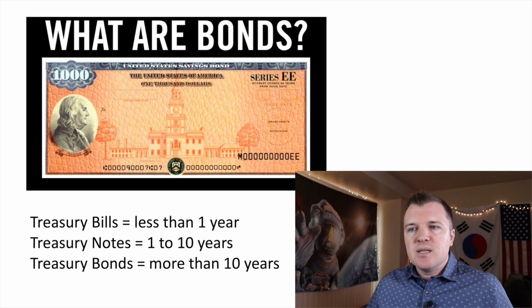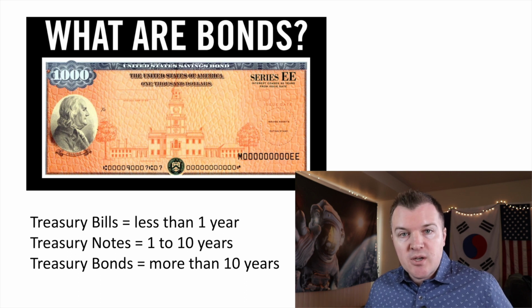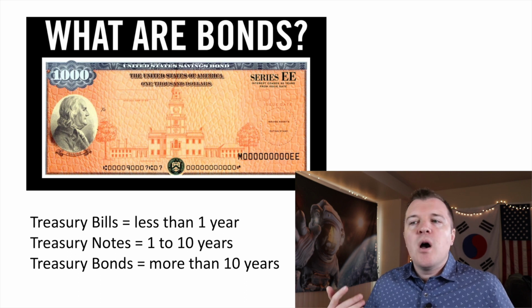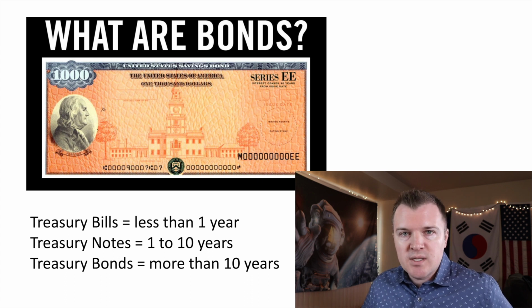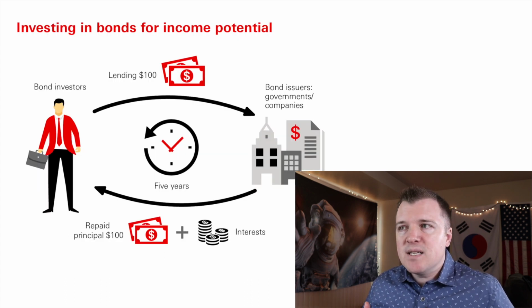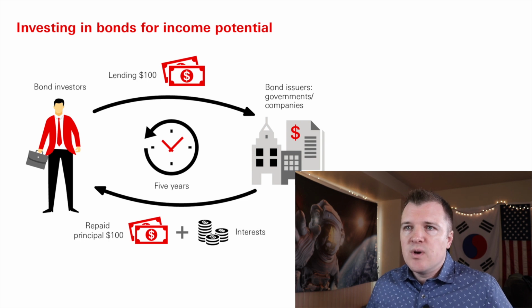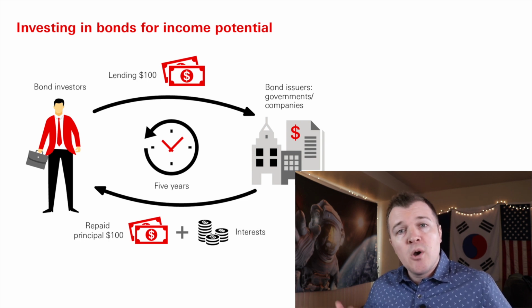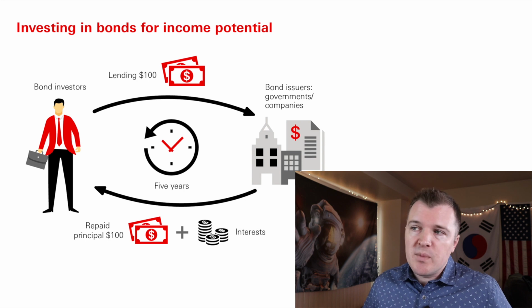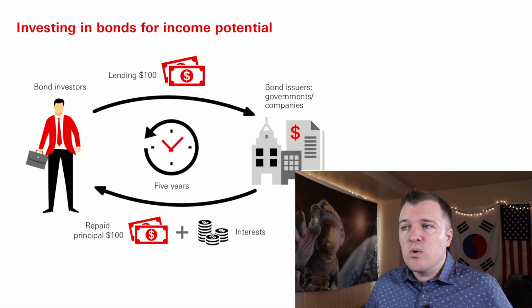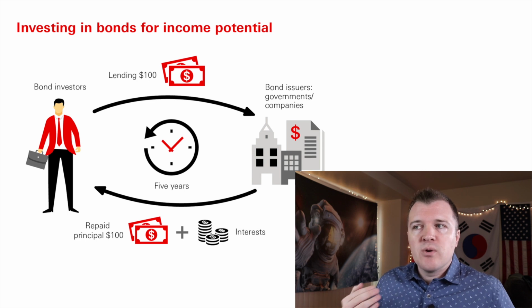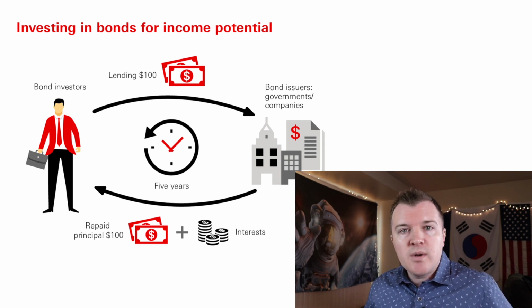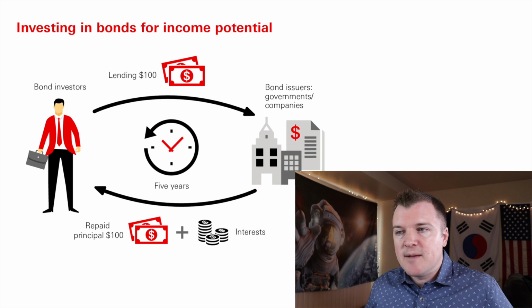A bill is a Treasury security of less than 1 year. A note is 1 to 10 years, and a bond is more than 10 years. And if you're not familiar with what a bond is, it's basically an IOU. If you're a bond investor, you're loaning money, usually to a government. It can be state, local, or the federal. But there also are corporate bonds, in which you're lending money to well-known companies like Ford or GM.